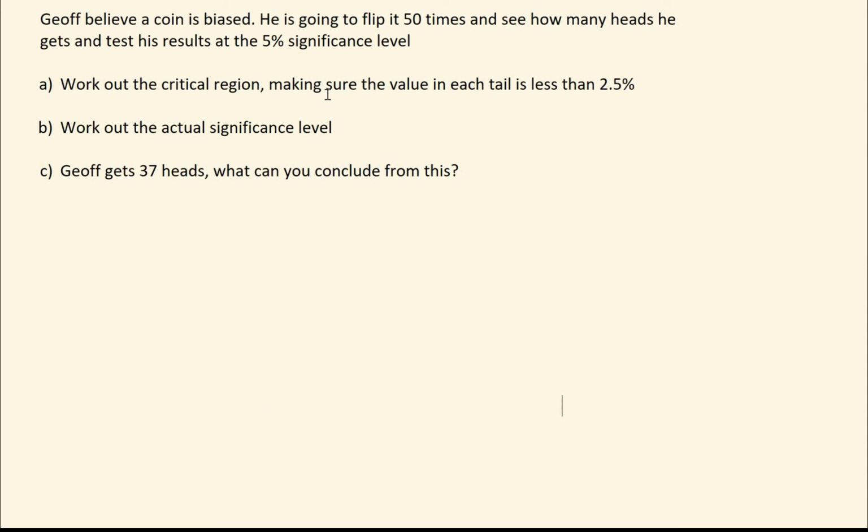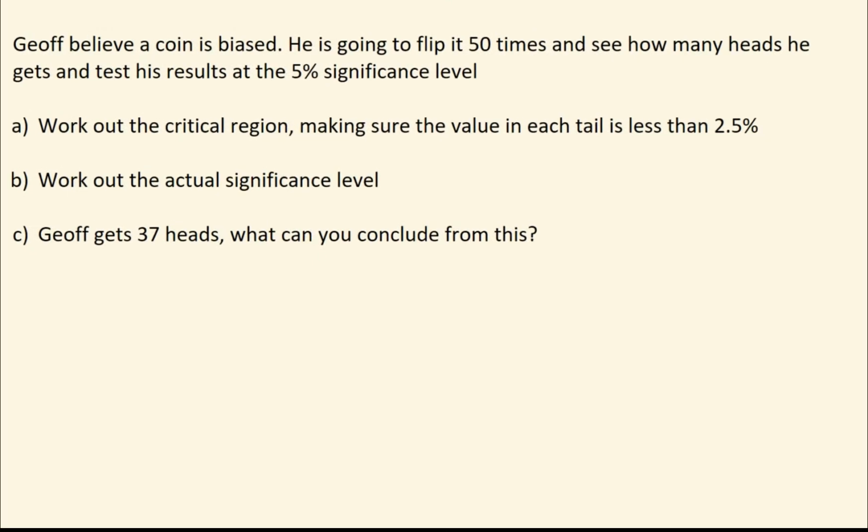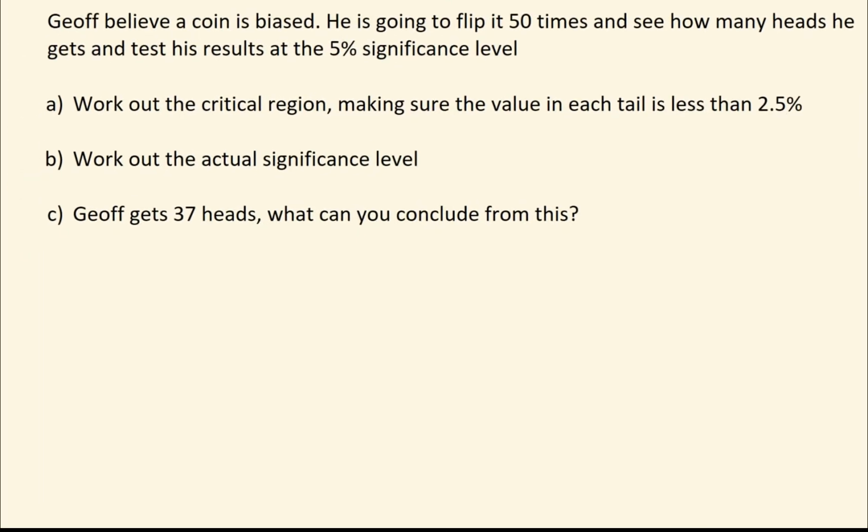Jeff believes a coin is biased. He's going to flip it 50 times to see how many heads he gets and test his results at the 5% significance level. Part A, work out the critical region. So this question is two-tailed. The reason is he just says his coin is biased. He doesn't say whether he thinks he's going to get too many heads or too few heads. And then here it tells us actually, and it says make sure the value in each tail is less than 2.5%.